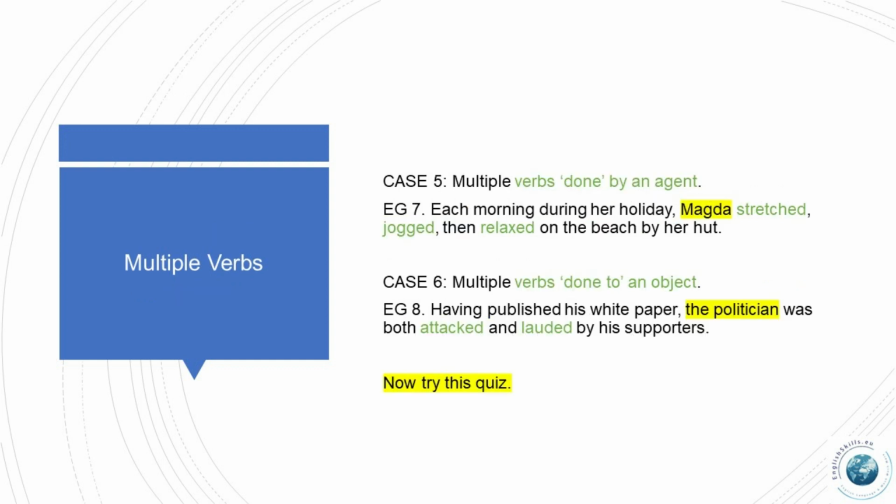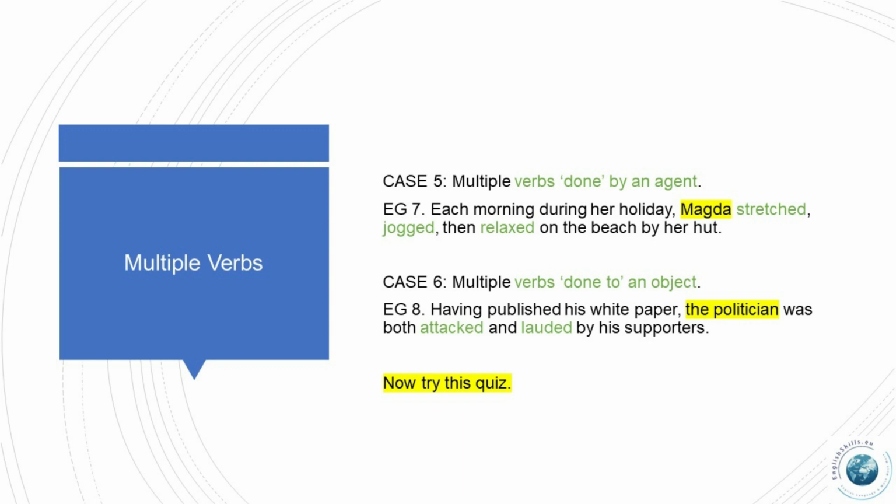Finally, multiple verbs. Okay, now if you've got multiple verbs, they could be done by an agent, which is case 5, or done to an object, which is case 6. So, example 7 for case 5. Each morning during her holiday, Magda stretched, Magda jogged, Magda relaxed on the beach by her hut. Great. Everything is parallel. Now notice that Magda is the agent. She does each of those verbs.